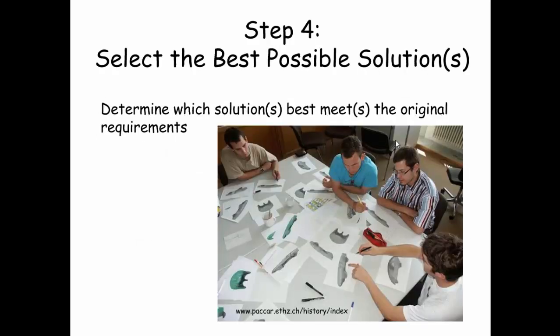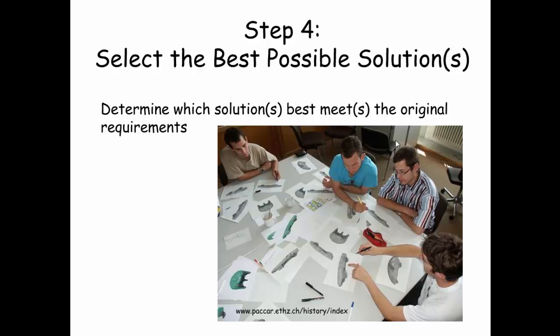Step 4 is selecting the best possible solution or solutions. So looking at all the different solutions that you've got and determining which solution or solutions best meets the original requirements. So looking back at that original goal, this is a big part of engineering. It's always referring back to the original goal, always referring back to the requirements.